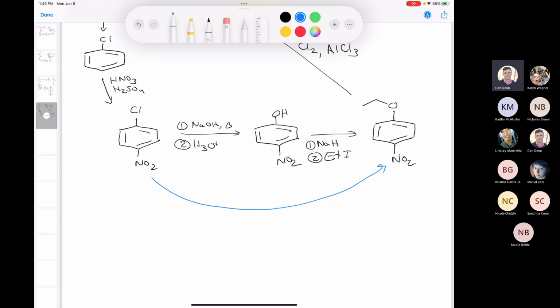So there is kind of a shortcut to get from here to here. Does anybody know what it is? Yeah, I think I saw it in the book. I'm not sure, I can't fully remember. But is it NaOEt? Yeah, absolutely.